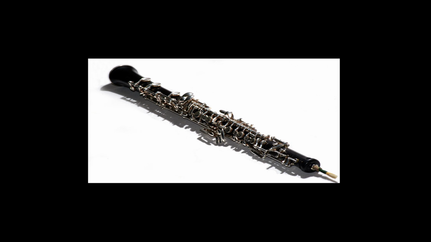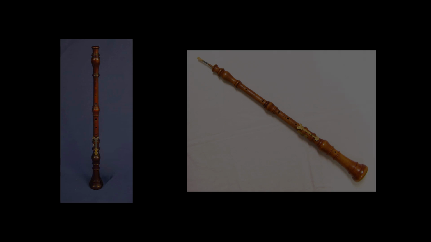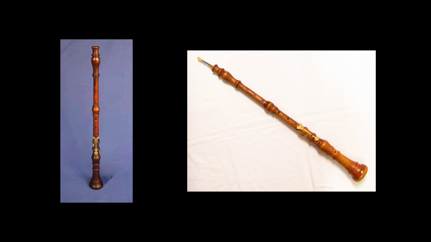The oboe is a double-reed woodwind instrument. The oboe that we now know of today began its development in the 17th century. It derived from a medieval instrument known as the shawm. The original oboe from the 17th century was quite different. A couple of the differences include it was made out of boxwood and it had only 2 keys.